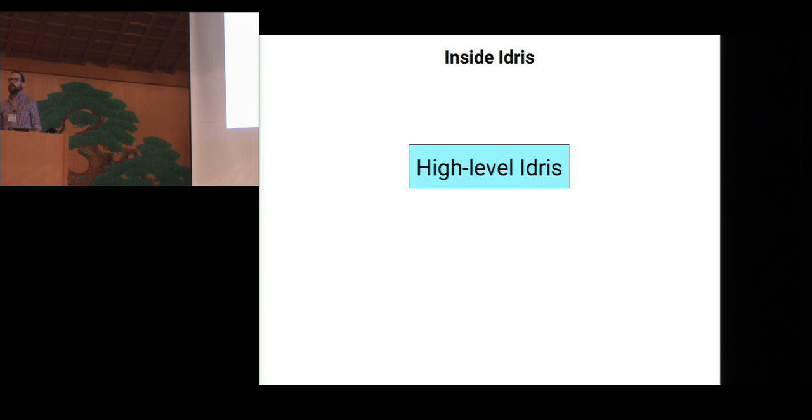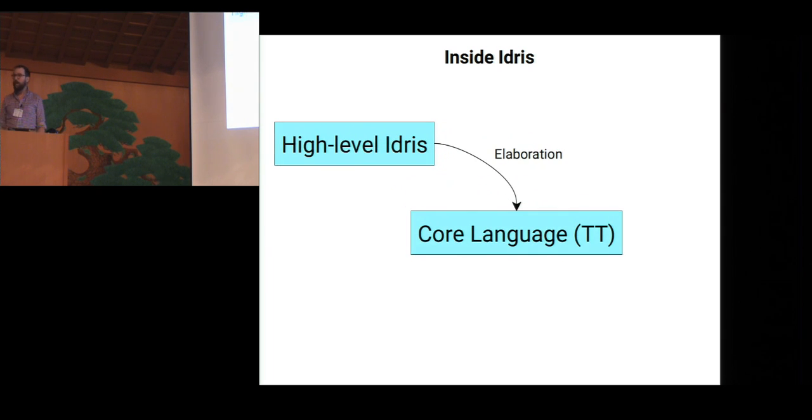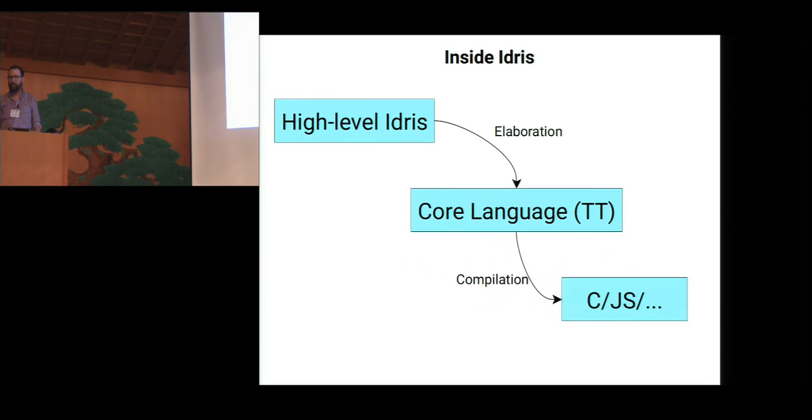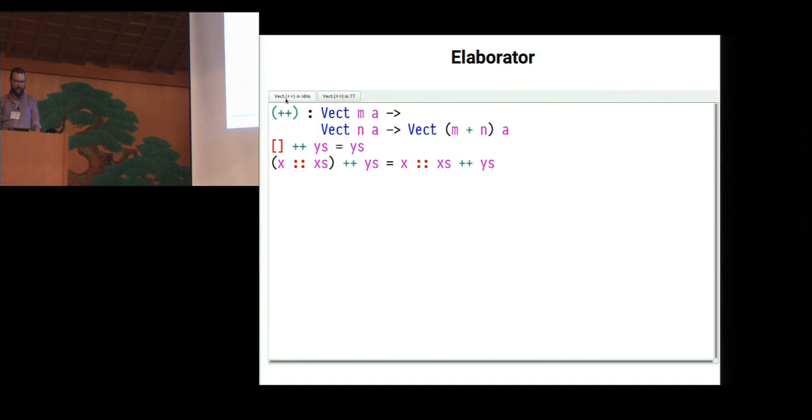So how does this all work? Well, inside of Idris, we've got the high-level Idris language designed for the convenient use by humans. We have this core language, which is about as boring of an implementation of type theory as you can get, which is on purpose in order to keep it as simple as possible. And this is just called TT. And then there's also a bunch of compiler backends that we are not going to care about today, because this is all about the elaboration process. So what the elaborator is doing, for those who are playing dependent types bingo, here's Vec.